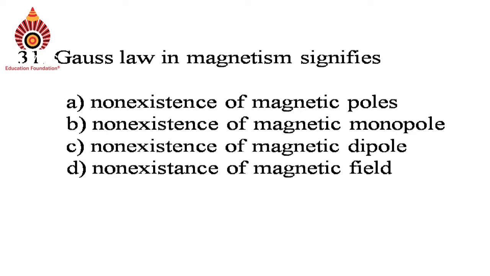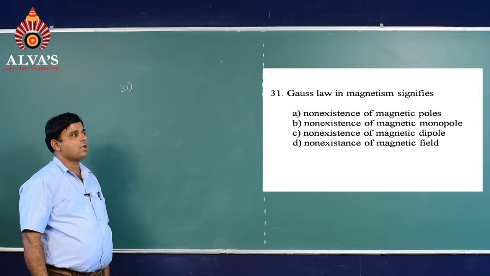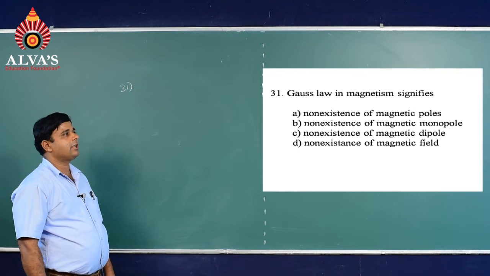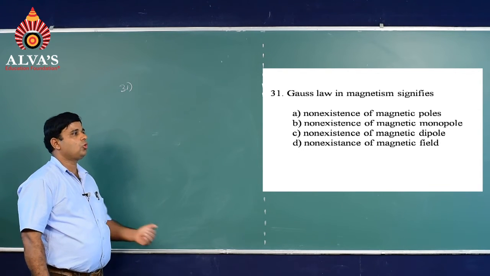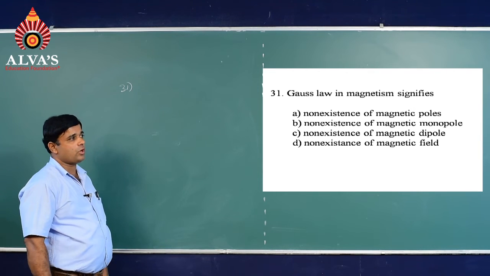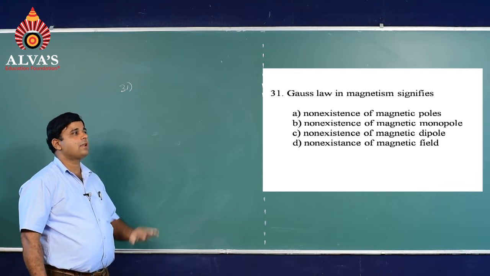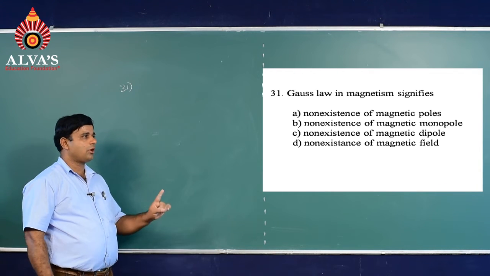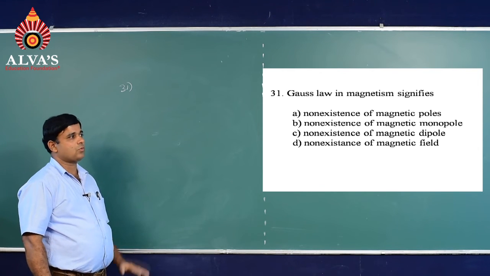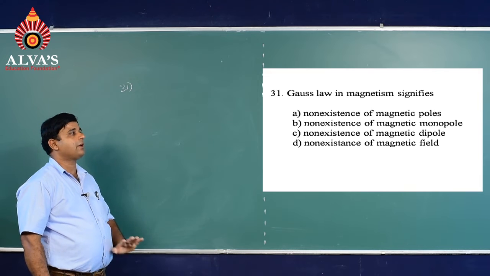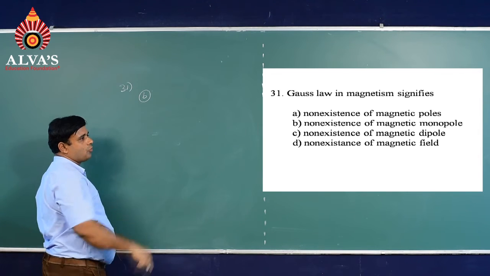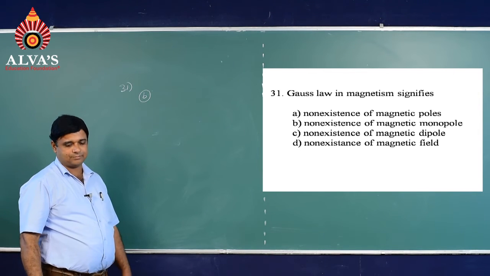Gauss law in magnetism signifies? According to Gauss law, the total magnetic flux due to a magnet is always equal to 0, because a magnet always possesses a north pole and a south pole. If it consisted of only one pole, then the value would be different from 0. So, what does it signify? There is no magnetic monopole. So, the answer should be B. Magnetic monopole does not exist.